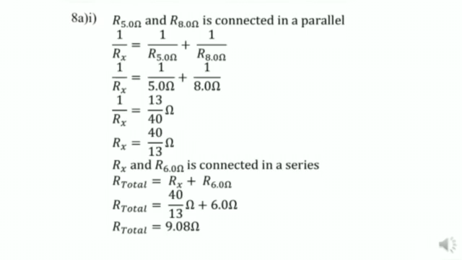The Rx and the resistance of 6.0 ohms are connected in series. So if we want to find the total resistance, we must use the value of Rx and R 6.0 ohms and add them together. So the final answer of total resistance is equal to 9.08 ohms.